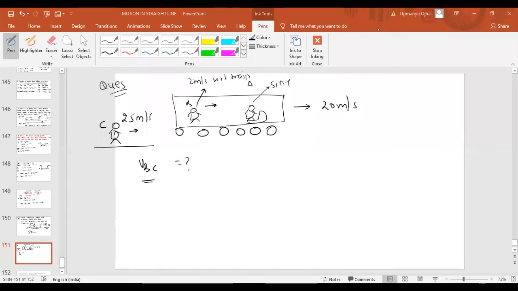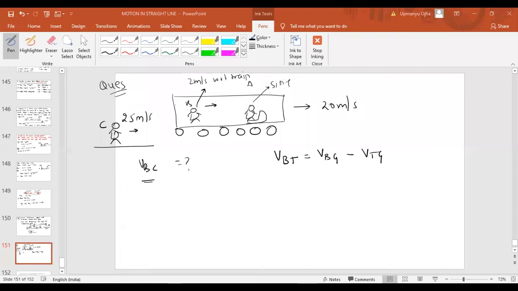Okay, fine. So how do we have to solve this problem? Let us suppose for B, what velocity is given? B is 2 meters per second with respect to the train. So what we have to write is: the velocity of B with respect to the train is equal to the velocity of B with respect to ground minus the velocity of the train with respect to ground. Correct?